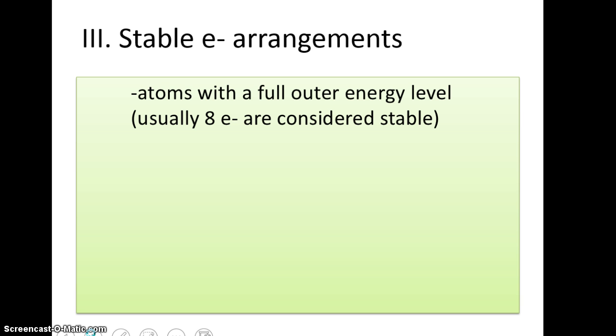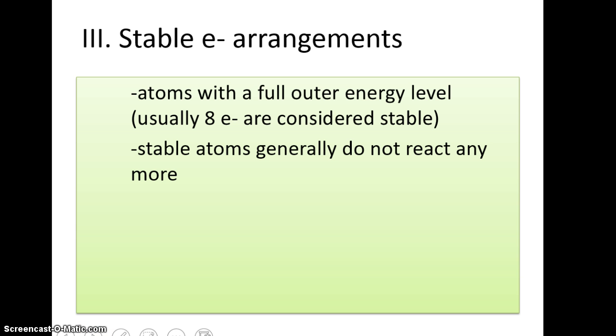Stable electron arrangements. We'll talk about that in this chapter as well as in chapter 6. Stable electron arrangements are atoms with a full outer shell energy level. Usually 8 electrons are considered to be stable. Stable atoms generally do not react anymore.